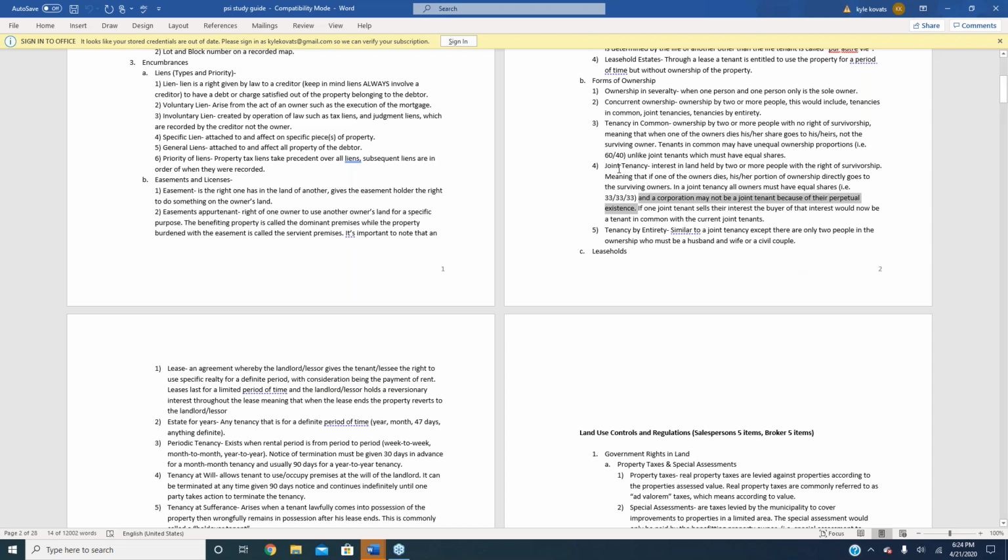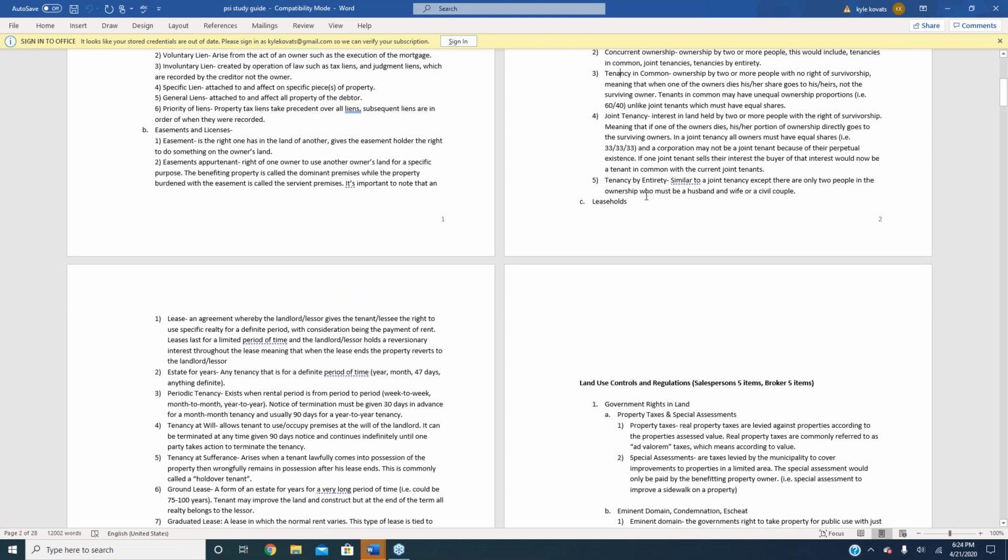Now I always tell everybody, whatever's true for joint tenancy, just keep in mind the exact opposite is true for tenancy in common. So if you just remember one, you can know that the exact opposite is going to be true for the other. So for test purposes, I recommend just trying to remember one and remember the exact opposite is true for the other.